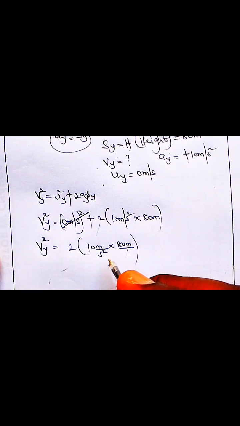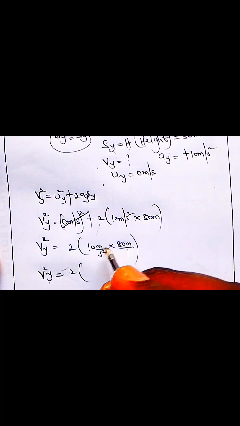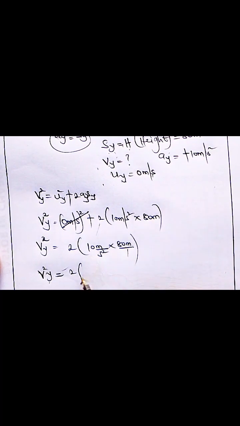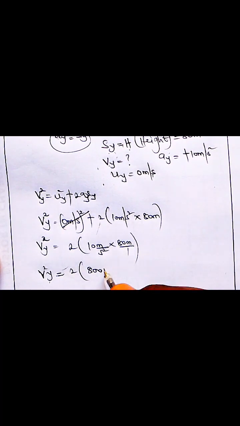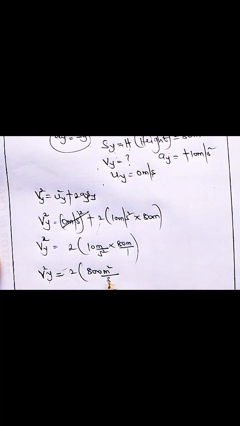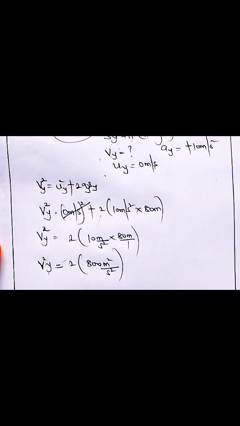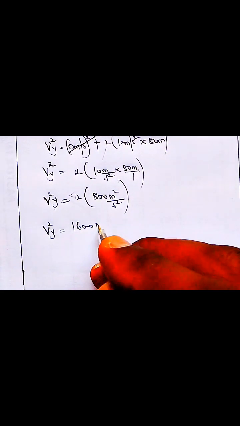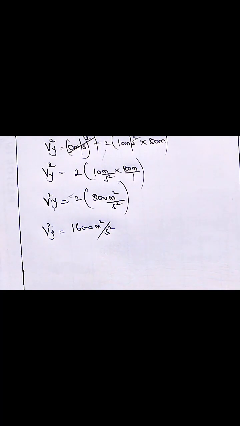So what do we have here? This is velocity squared, velocity along the y-axis, squared. So we multiply 10 times 80, which is 800, meter times meter over second squared. That's what we have. So what do we have next? We have velocity squared along the y-axis, 2 times this, so 1600 meter squared over second squared.